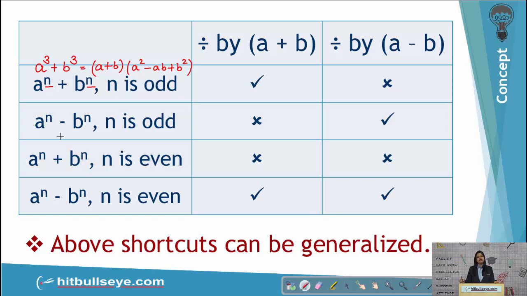But if we have a raised to power n minus b raised to power n, where n is even, let us take n as 2. So we will have a square minus b square. As we can see, we have a formula for this: a minus b into a plus b. Now this expression will be divisible by a minus b as well as a plus b. So we can generalize these formulas as well. So let us discuss a question based on this concept.